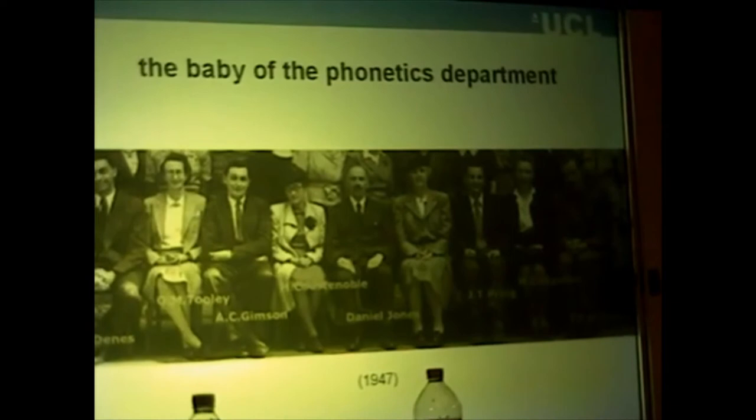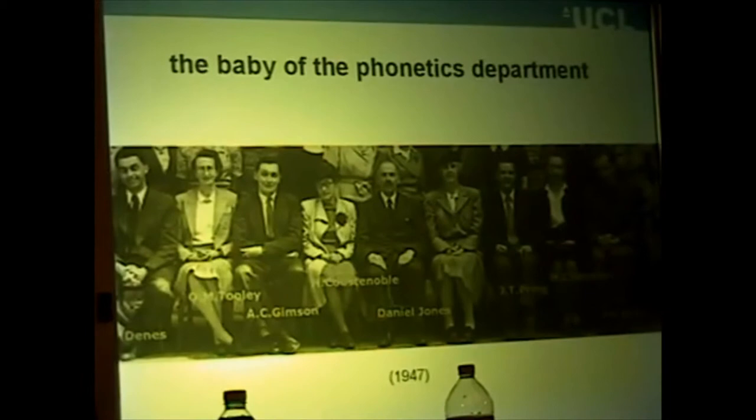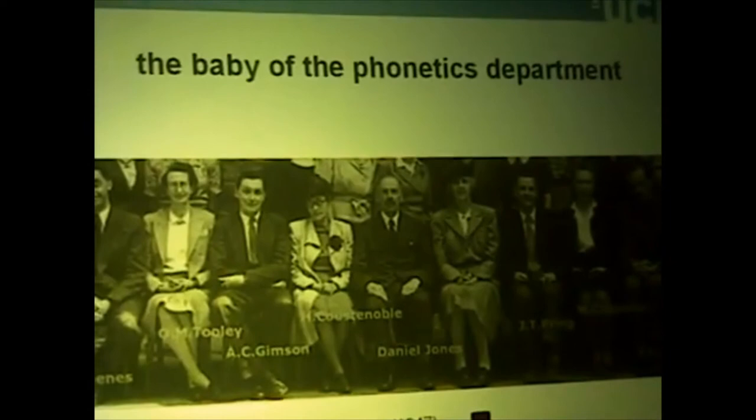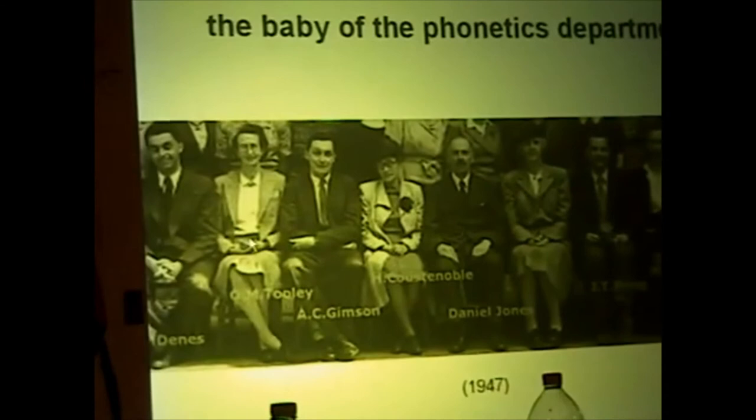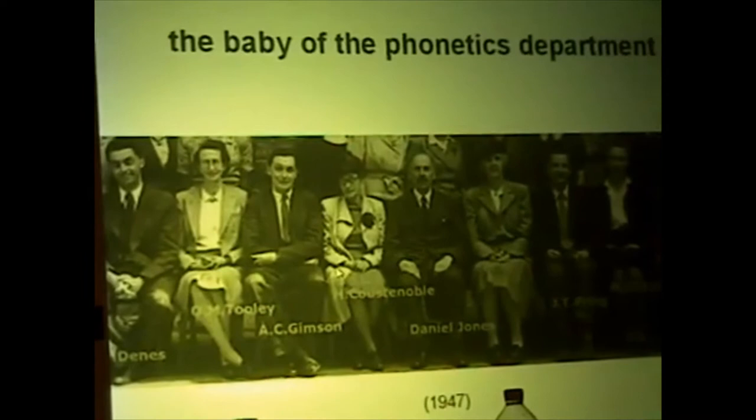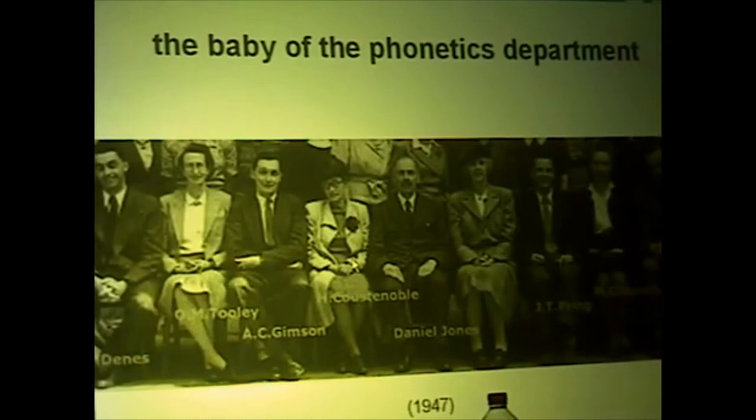but I did find this photograph from the summer course in 1947, and you can see there, ranged across, Peter, let's see if I can make Michael's mouse work. Yes. No, no, we don't want that, do we? All right. Peter Denes there, Olive Tooley, that Bev talked about, Gimson, looking rather younger, with a widow's peak he had when young, Hélène Coustenoble, who taught me French phonetics and reduced everybody in the class to tears by her dragon-like behaviour. Non, non, non.